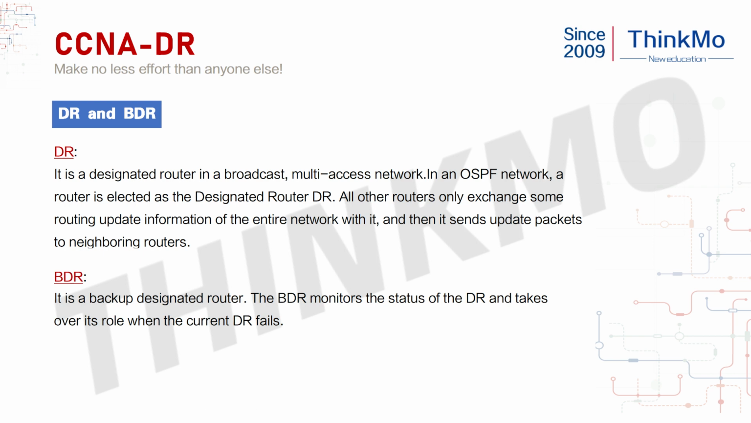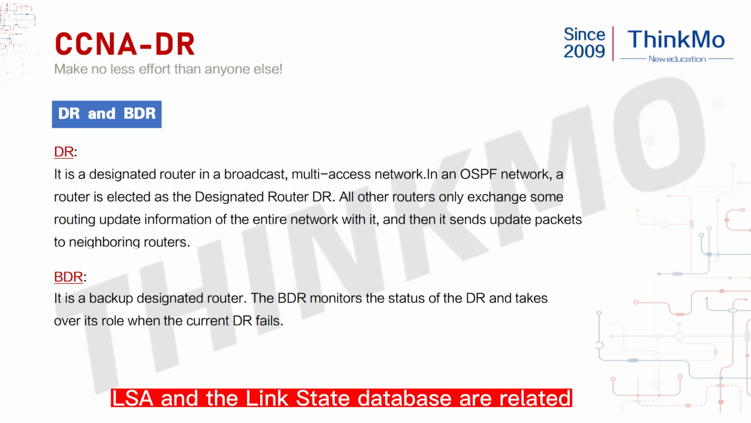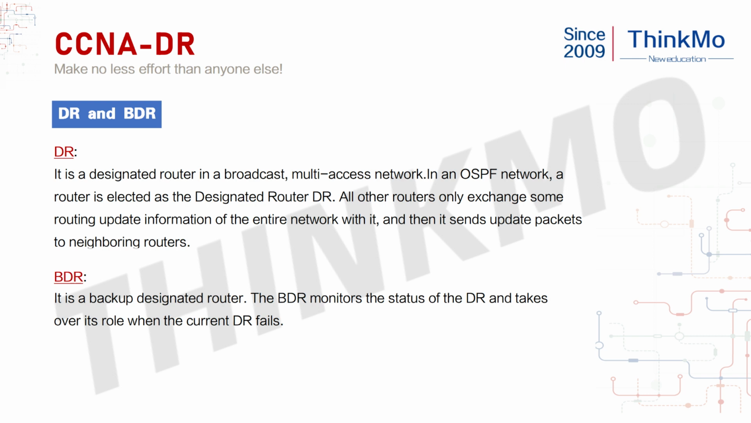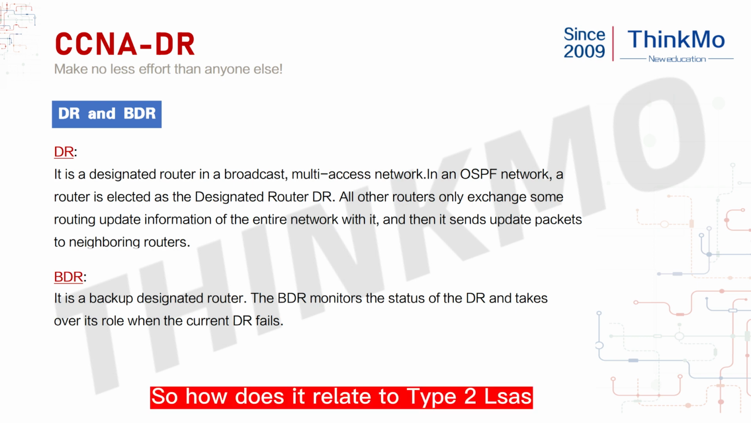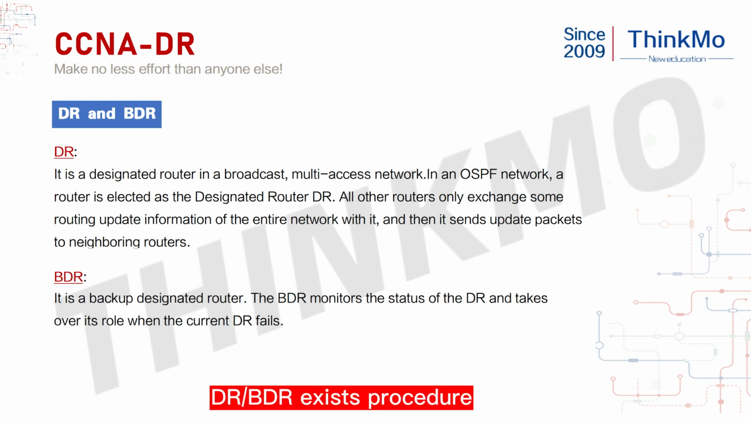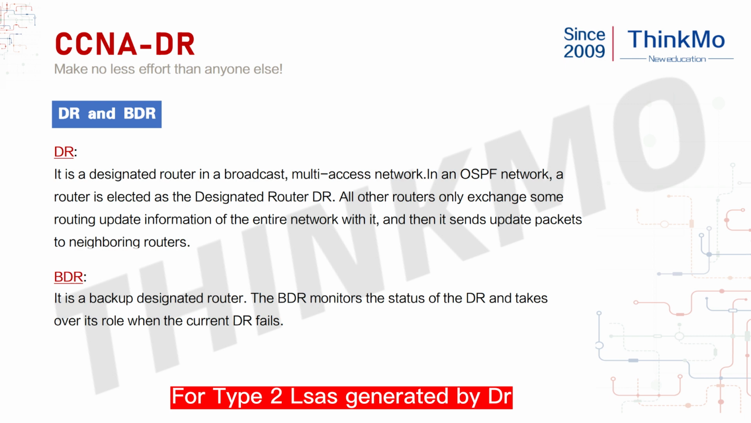In the process, it is mainly associated with the OSPF LSDB. LSAs in the link state database are related. OSPF has many LSAs. This mainly involves type 2 LSAs. So how does it relate to type 2 LSAs? First of all, for MA or NBMA environment, DR-BDR exists. The DR is called the designated router. Type 2 LSAs are generated by it. For type 2 LSAs generated by DR, what information is being described?